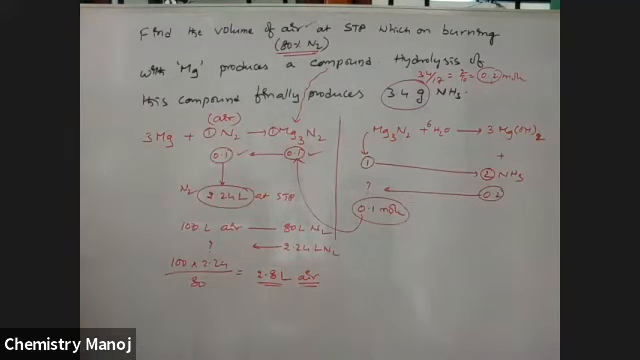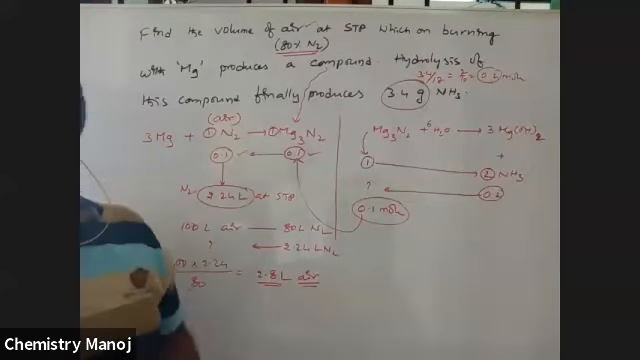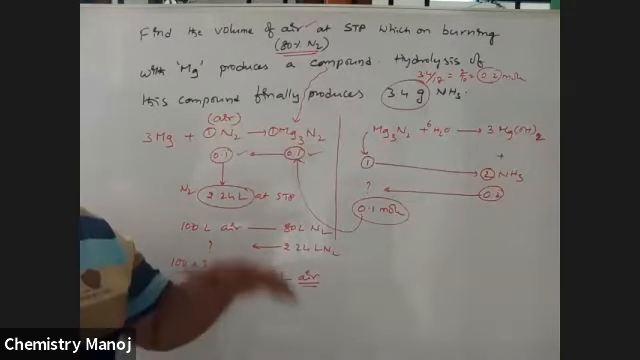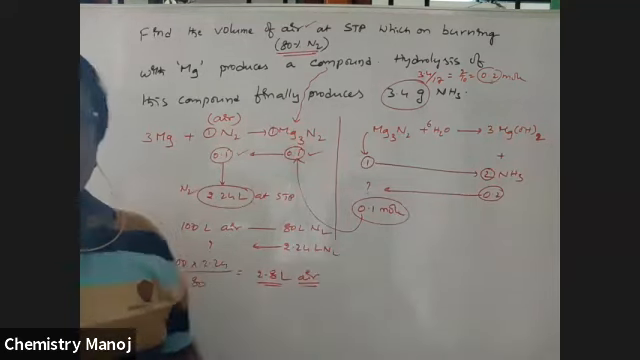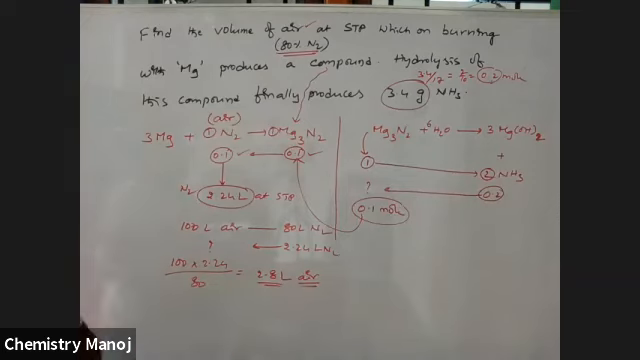So 2.8 liters. Once again, it is a consecutive reaction. The formed product is used here. In the first reaction, the product acts as a reactant in the second reaction. That is consecutive reactions. This type of consecutive reaction is well known and most important. So this is very, very important.